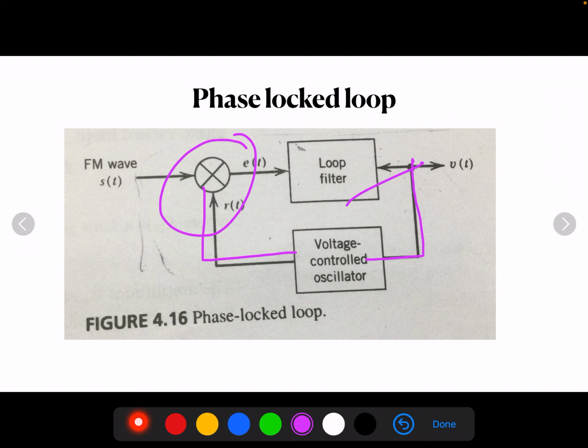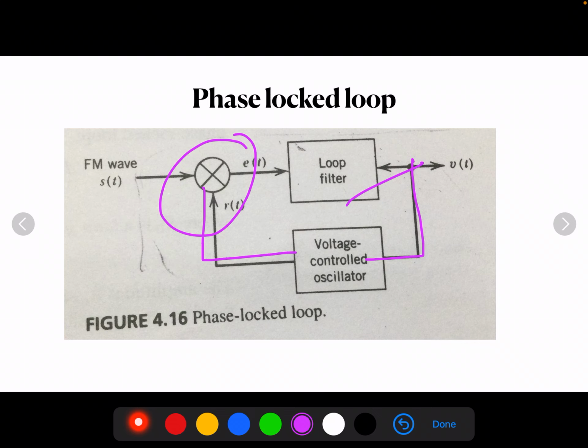It is assumed that initially the VCO is adjusted so that the control voltage is 0. Two conditions here must be satisfied. One condition is that the frequency of the VCO is set to the unmodulated carrier frequency FC. And the second one is that the VCO output has a 90-degree phase shift with respect to the unmodulated carrier wave. These are the two conditions.